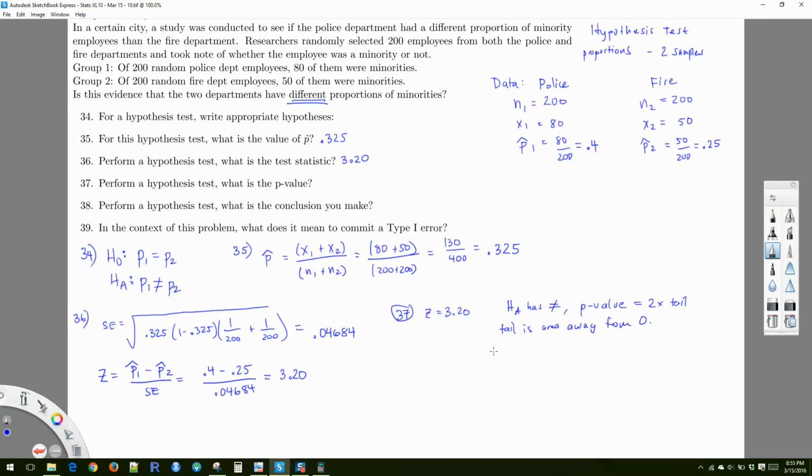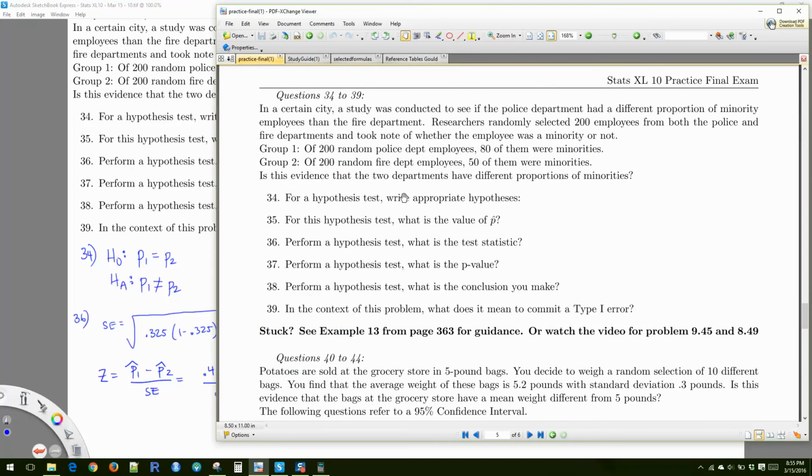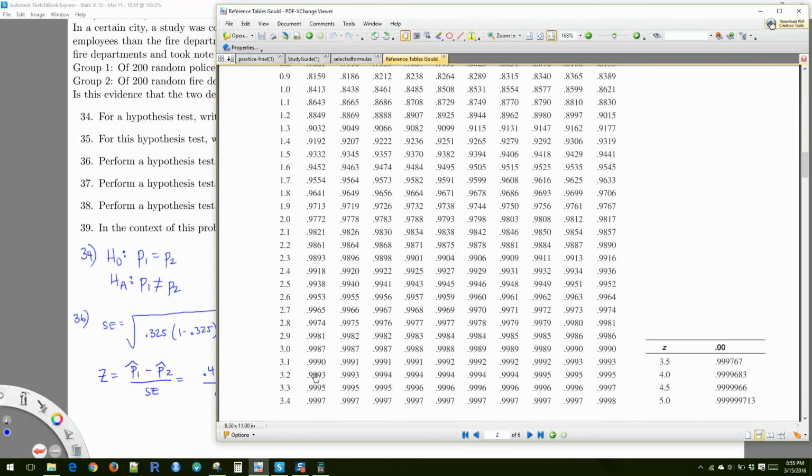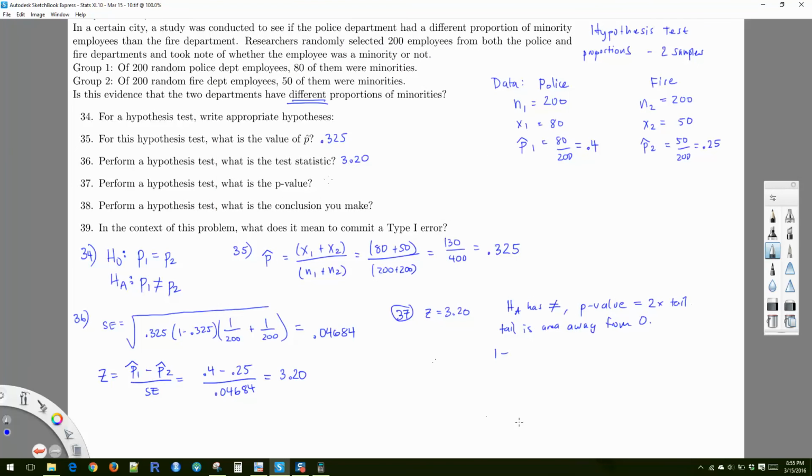So we're going to look up 1 minus, and we look up 3.20 in the reference tables. 3.20 is 0.9993, so I have 1 minus 0.9993, so I have 0.0007. This is my tail area. My p-value is going to be double that, so my p-value is equal to 2 times 0.0007, 0.0014. That is my p-value.